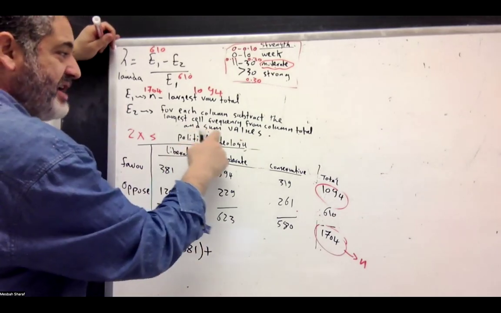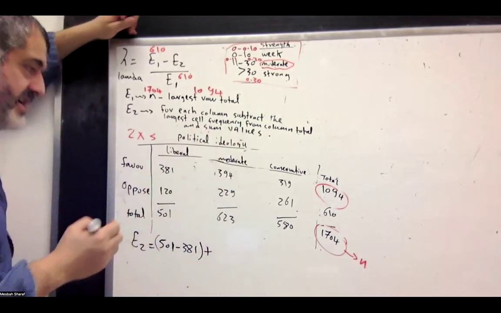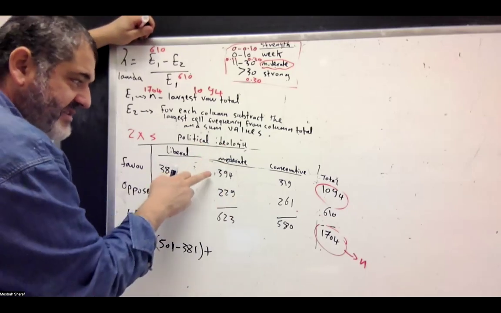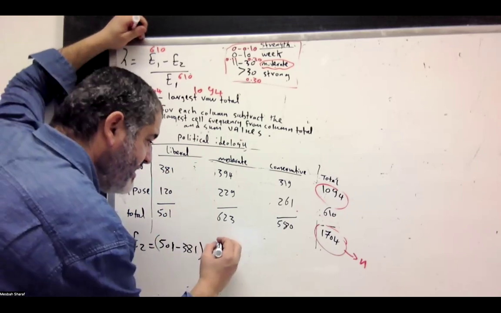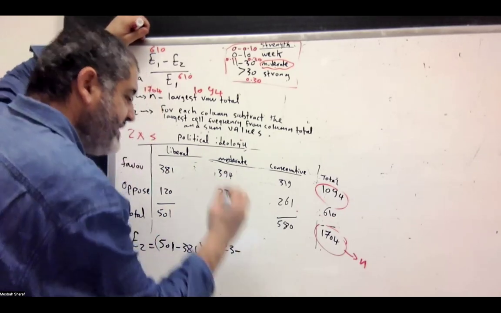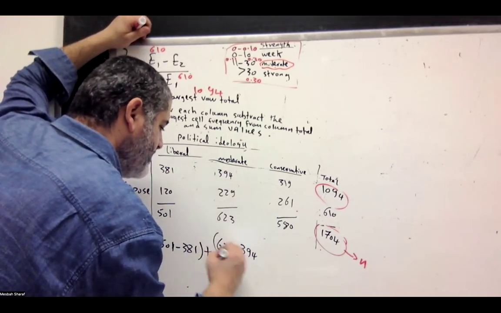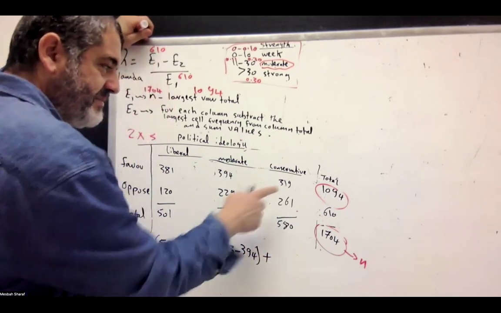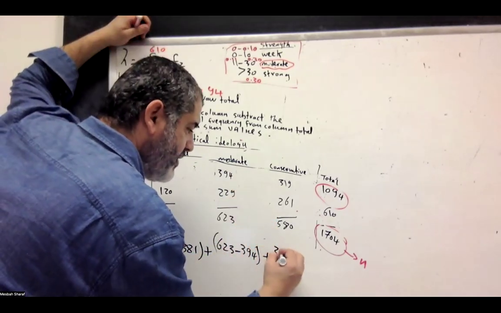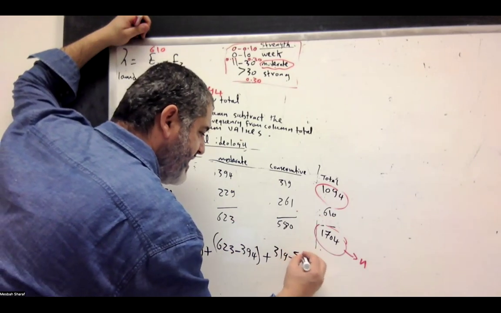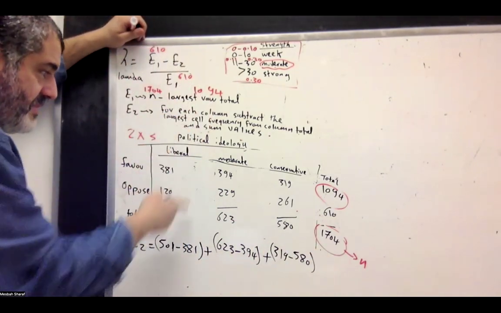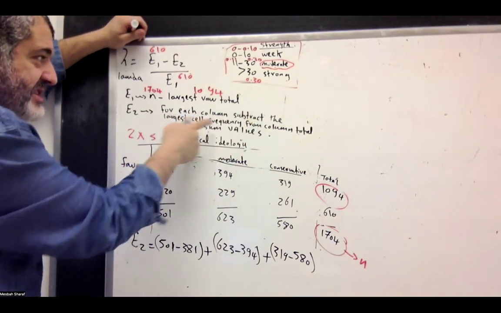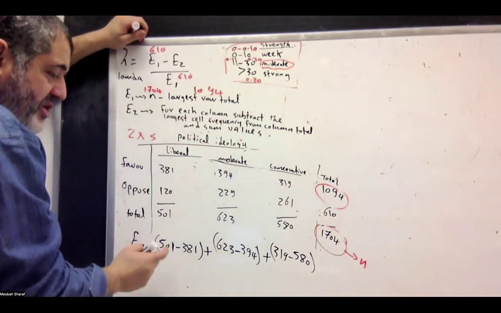Plus, because at the end you have to sum all these differences. The second column, subtract the largest frequency from that column's total. So 623 minus 394 plus, subtract this from this, 319 minus 580. And then for each column, subtract the largest cell frequency from the column's total.